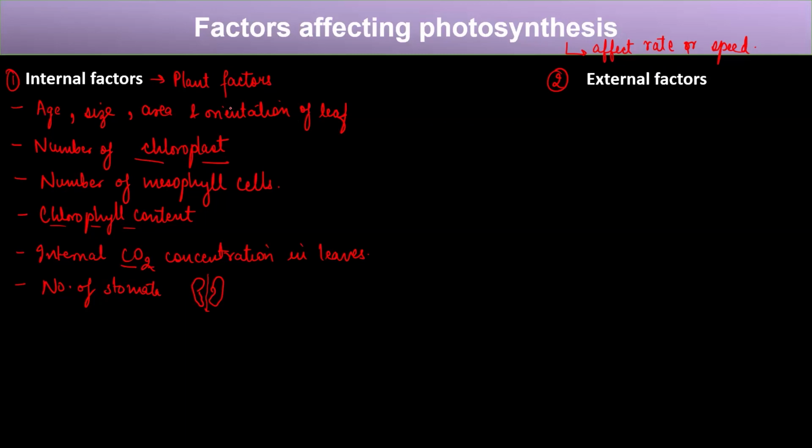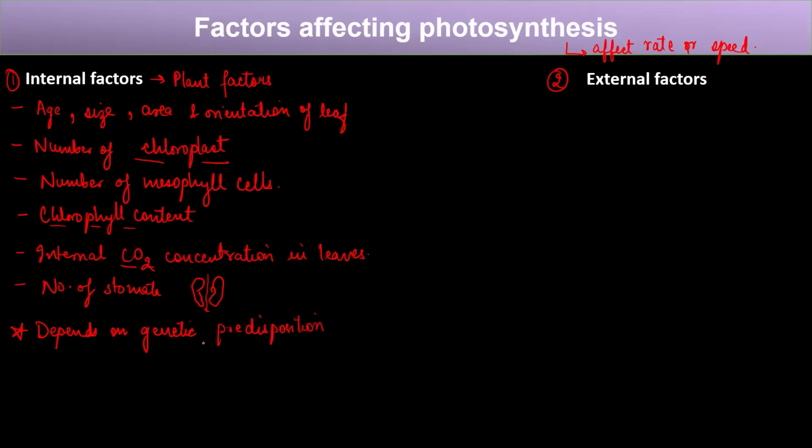So these are the internal factors. And if in one word we have to write what governs these internal factors, which in turn affect photosynthesis, these internal factors depend on genetic predisposition.